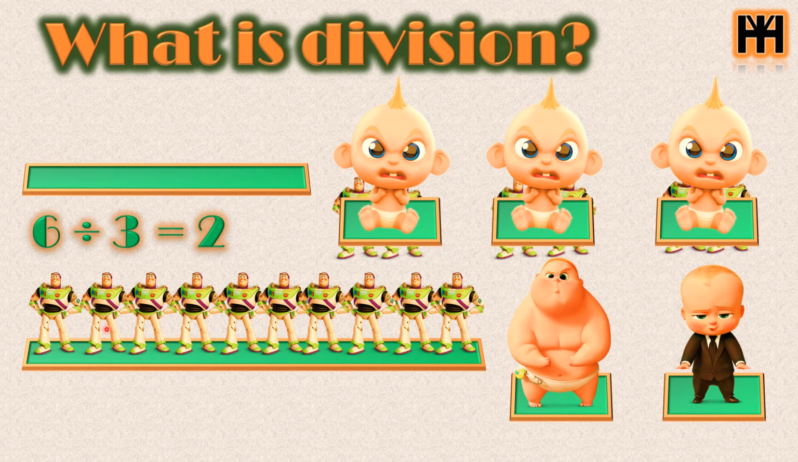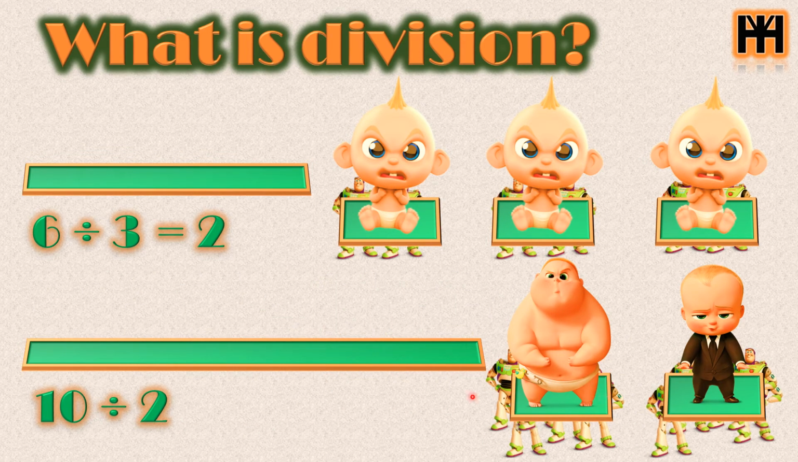Okay, let's say we have 10 toys this time and only 2 babies. So we will divide 10 by 2. So each of them will get 5.